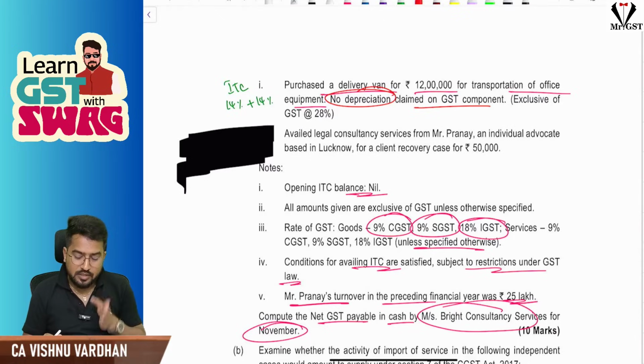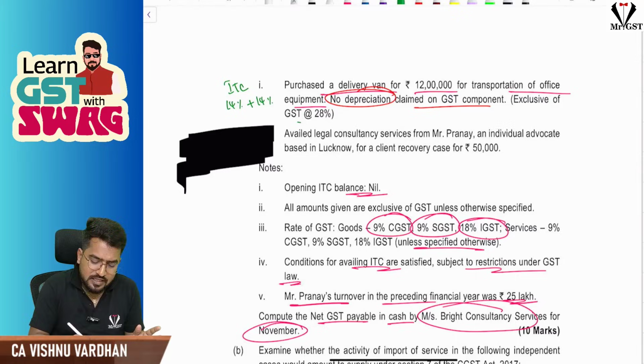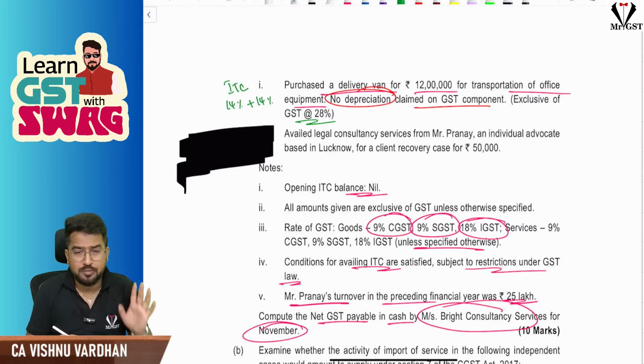Be careful. In this question, okay, fine. But other questions, please be careful. And here the GST rate is 28%, 14% CGST, 14% SGST. So ITC is 14 plus 14.